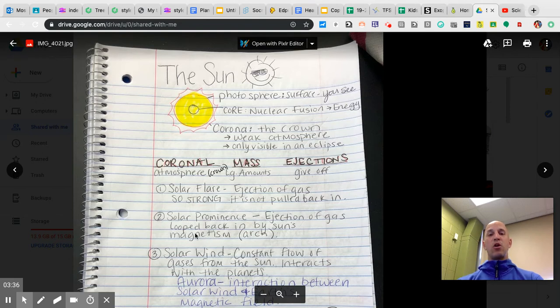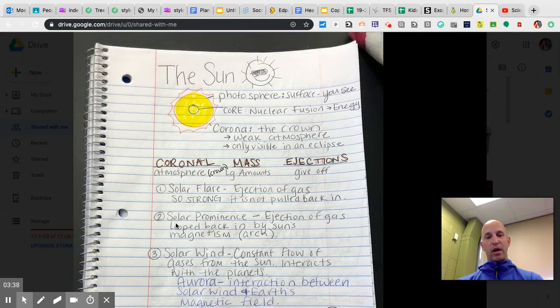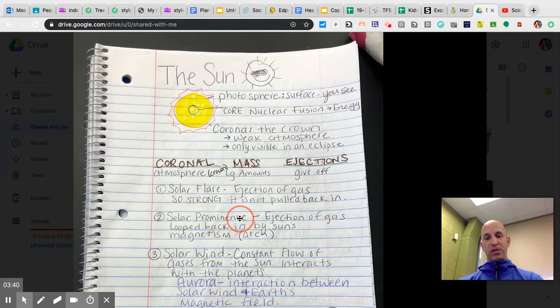Our next coronal mass ejection category is called a solar prominence. These are ejections of gas that loop back in by the sun's magnetism. So they're the arching ones. They'll arch back to the sun. You saw a lot of these images yesterday. They're brought back by the sun's magnetism, so they're not strong enough to actually leave the sun like a solar flare.